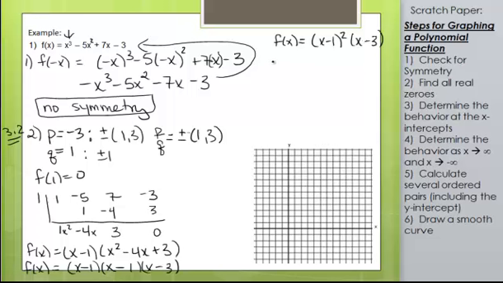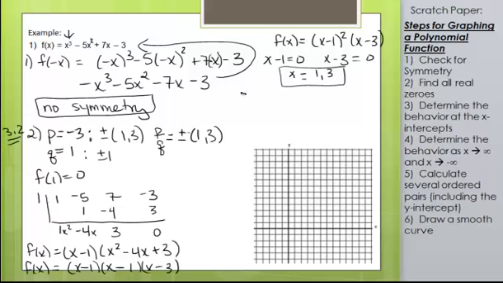So now we have to find all the zeros. Well, the zeros are x minus 1 equals 0, x minus 3 equals 0. So the zeros are x equals 1 and 3. These are our zeros.